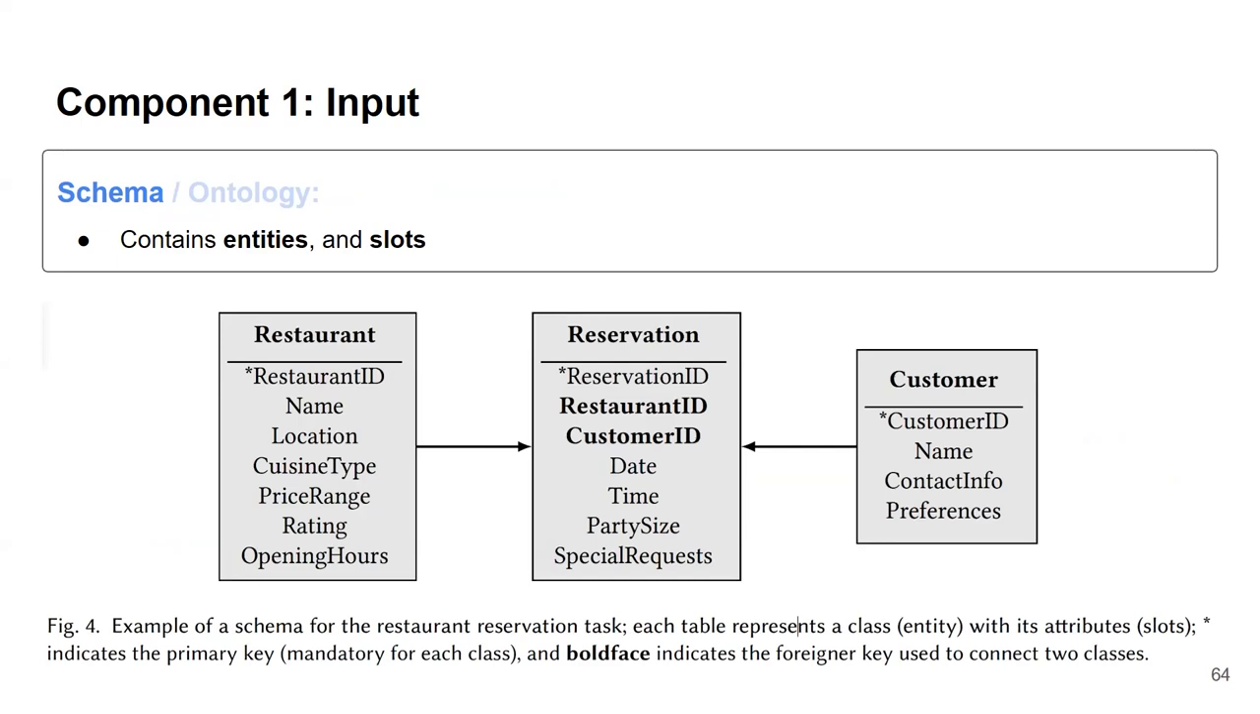So you can know, for example, that you have a restaurant and a restaurant is linked to a reservation, and you know that the restaurant has a name and a location, but you don't have examples of these restaurants. You don't have any kind of real restaurants in Orlando using this. So this is the schema.